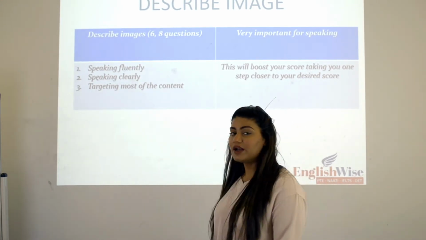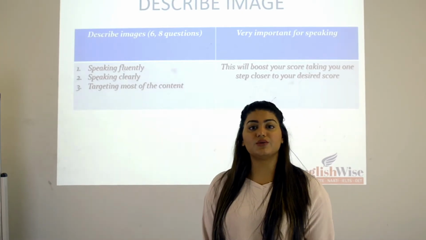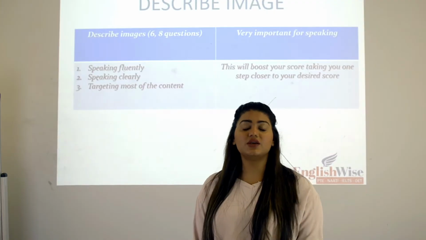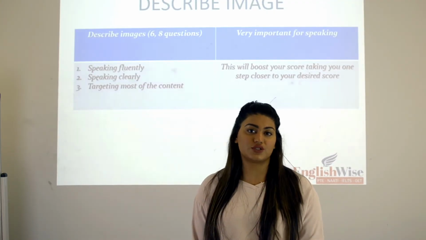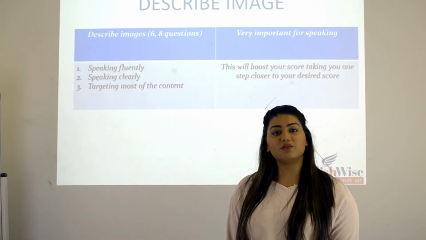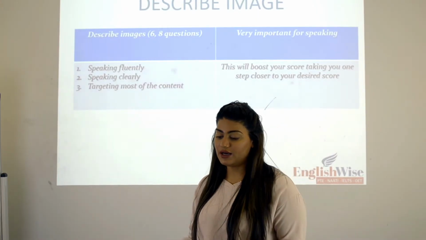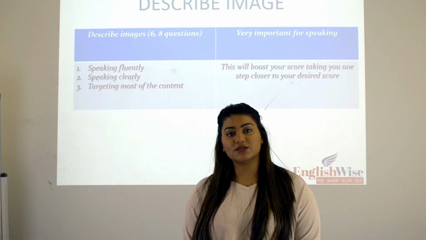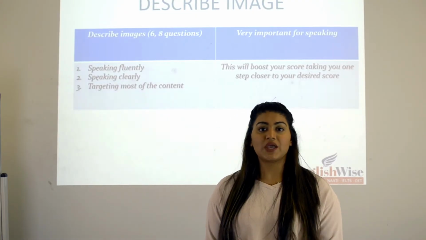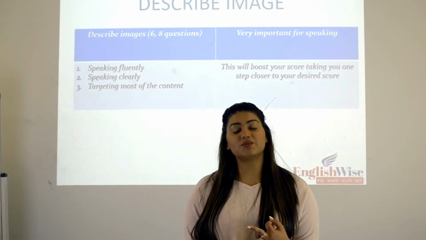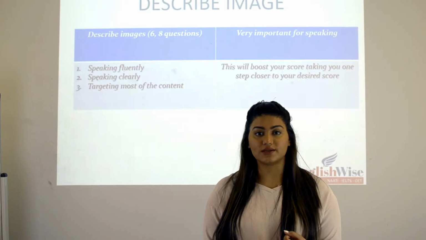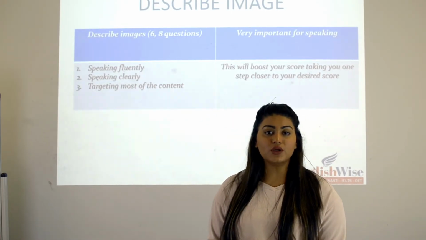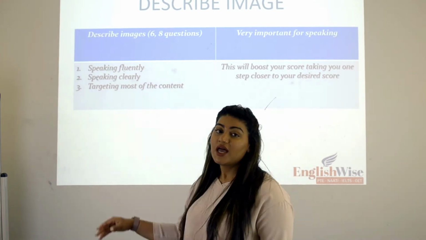Now in this particular video I will be showing you how to do your Describe Image and how easily you can boost your score in your speaking module. Please keep in mind one thing as I move ahead with the slides. There are only 3 parameters on which your speaking is marked. The first is fluency, the second is pronunciation, and the third is content. These 3 give you your score in your speaking module in terms of Describe Image.